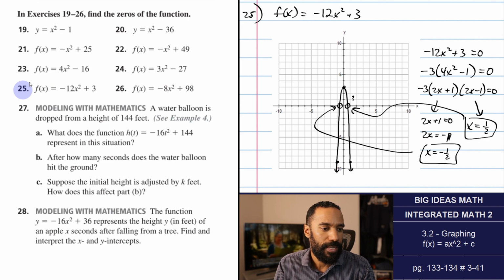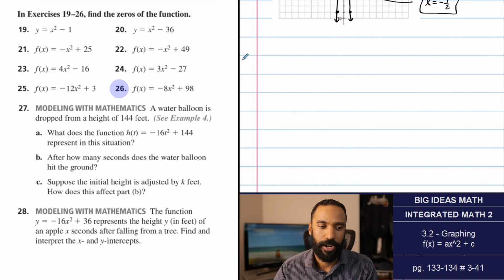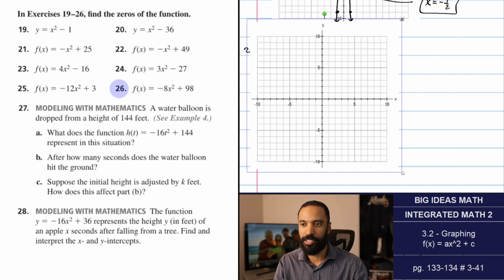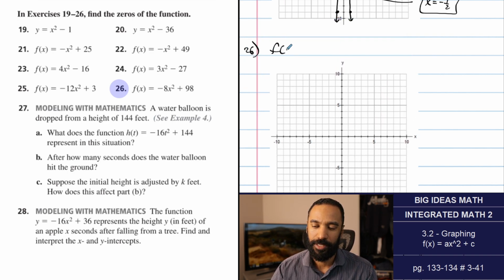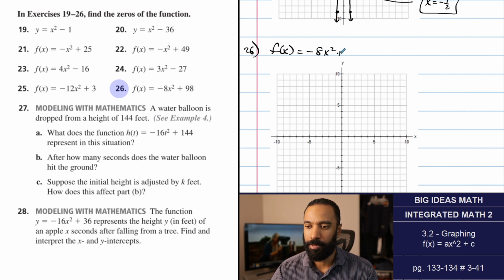And then number 26, same thing might occur here. I don't know how I'm going to graph these. I guess they go by tens this time because I have to go up to 100 basically. I have f of x equals negative 8x squared plus 98.